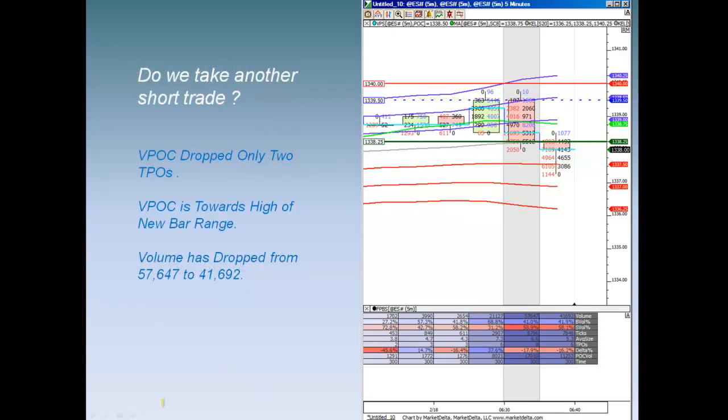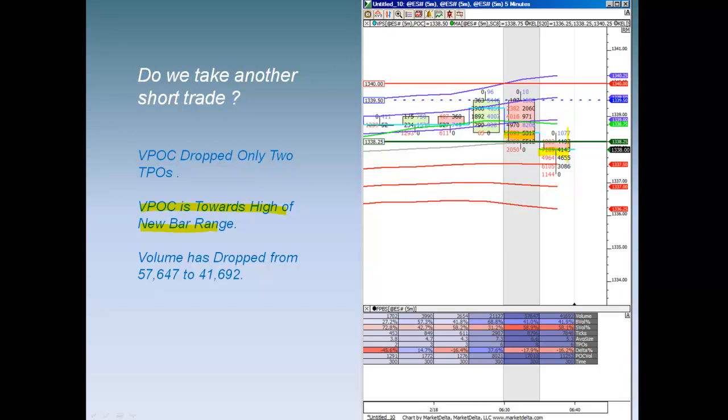All right, do we take another short now since we were so successful with this trade and things worked out so well for us? Is it time for another short? Well, let's not be hasty. Let's take a look at where things are in the market. We continually have to analyze where we are. What happened from this bar to this bar? Let's take a look at our volume POC. Look at it. It dropped. Did it take a big drop? Well, 1, 2 ticks.